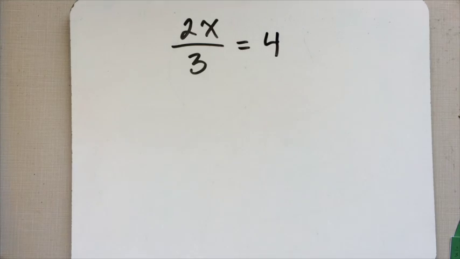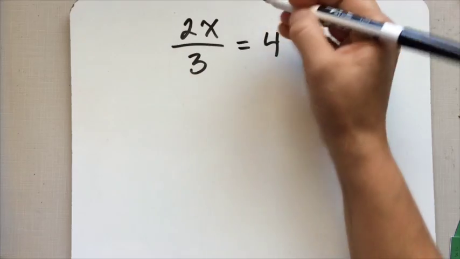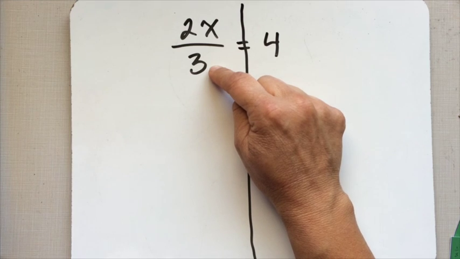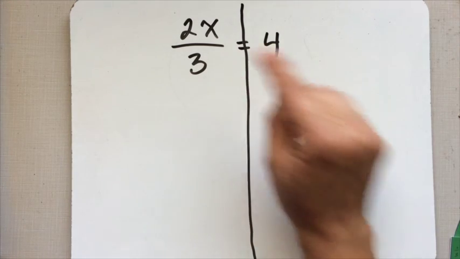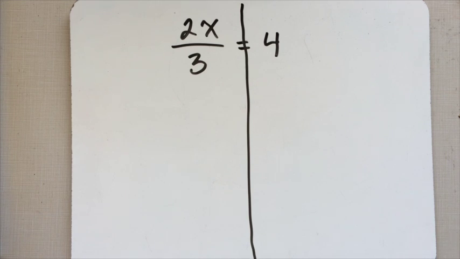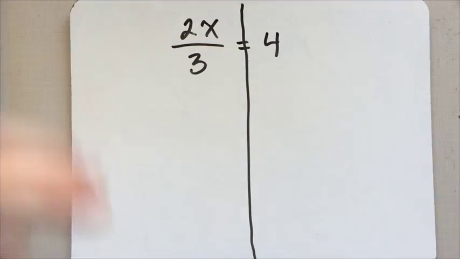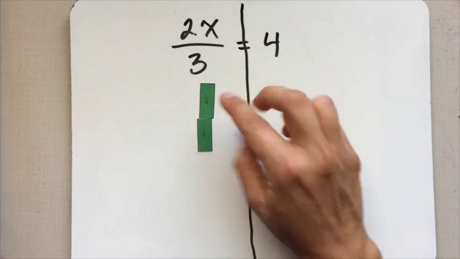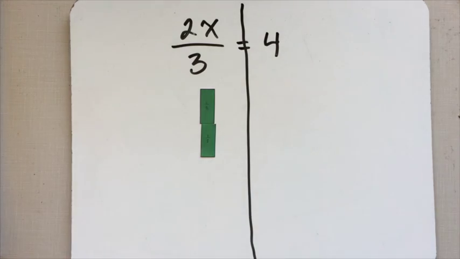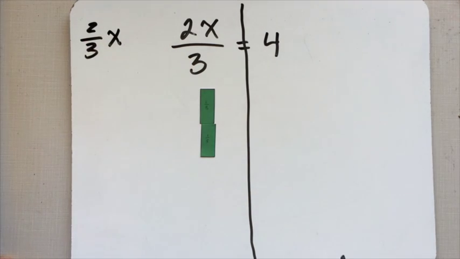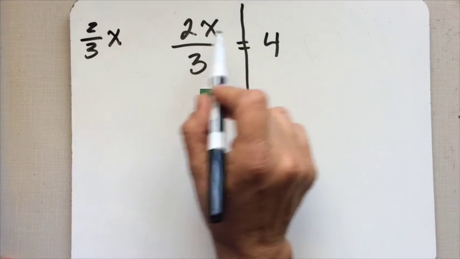How about this one? 2x over 3 equals 4. That looks a lot more complicated, but it's not. I know the size of my pieces. Anytime I have a number in the denominator, that's what I've cut things up into. So the size of my pieces are thirds, right? But this up here is how many pieces I have. When I just had this, I had one piece. The size was thirds. Now I have two pieces. The sizes are thirds. I have 2/3 of an x. So 2x over 3 is exactly the same thing as 2/3 times x. 2/3 of x is the same thing as 2x over 3.